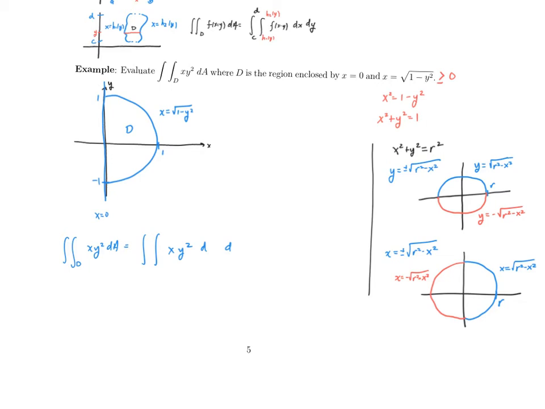So the indication is that we should have y on the outside, x on the inside. So y would be going from -1 to 1, and the x values would vary accordingly. For any y value between -1 and 1, your x values vary from this lower curve, x equals 0, to this upper curve given your upper limit of integration. So that would be from 0 up to the square root of 1 minus y squared.